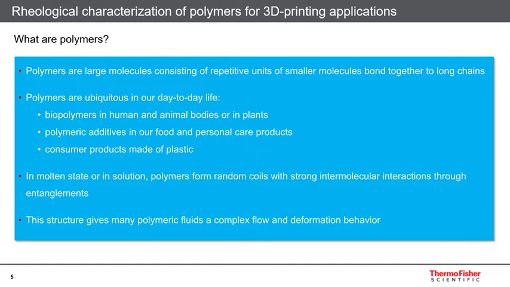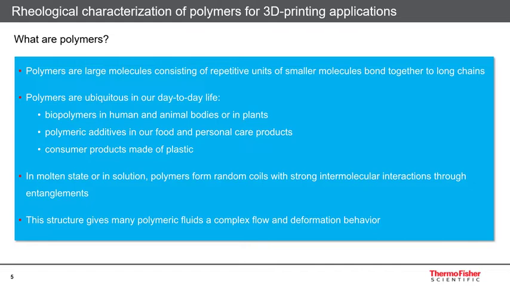We find polymers everywhere in our daily life, and as a matter of fact, all living organisms contain various types of natural polymers, such as proteins, starch, cellulose, and many others. Many processed food and personal care products contain polymers as thickeners and stabilizers. And there are, of course, all the products that are made of plastics.